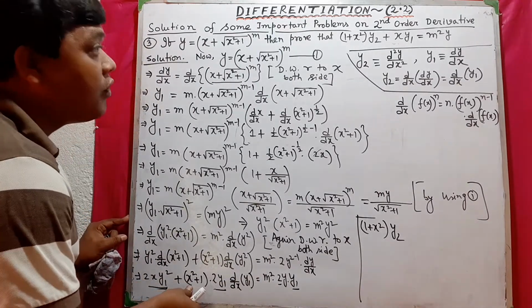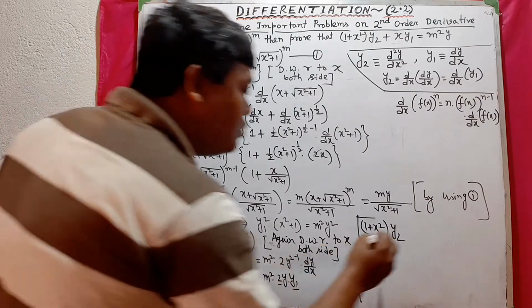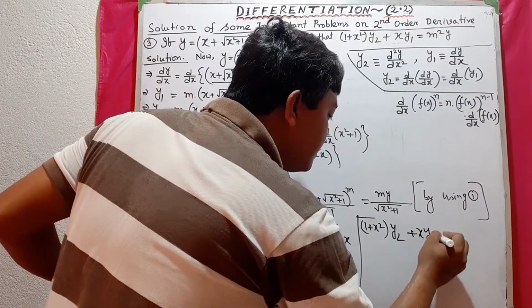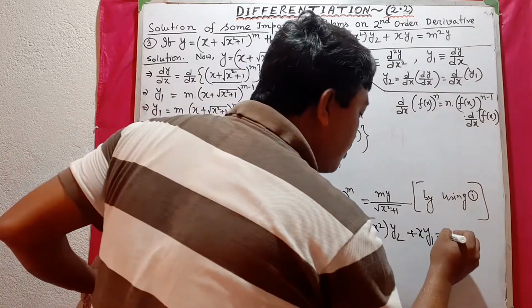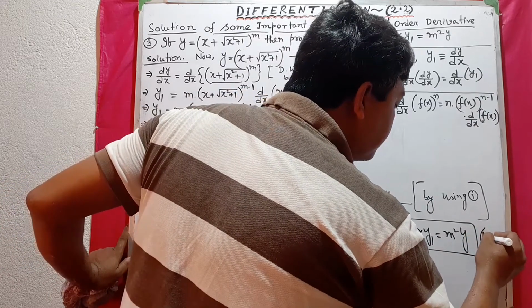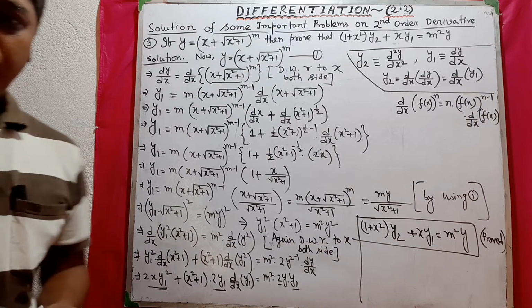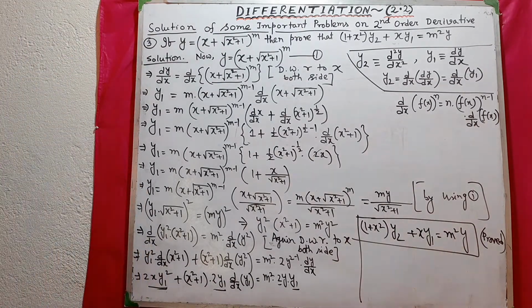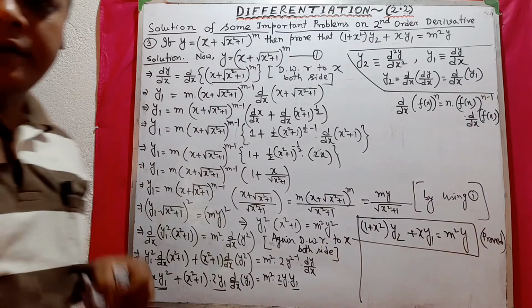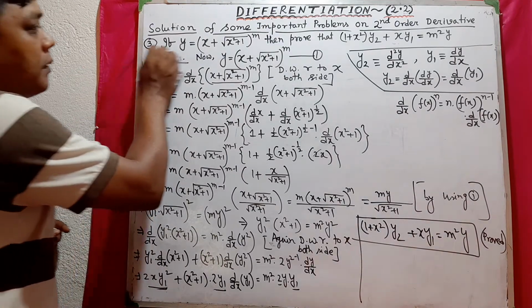So we get 1 plus x square y2 plus x into y1 equals m square y. That is our required result and hence proved. So we have solved problem number 3. Okay, next, problem number 4.